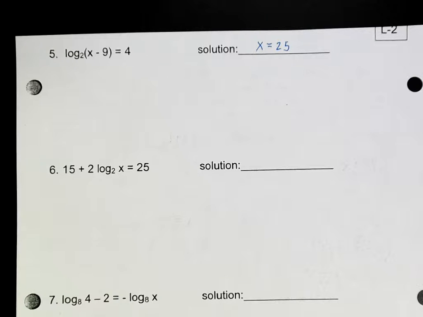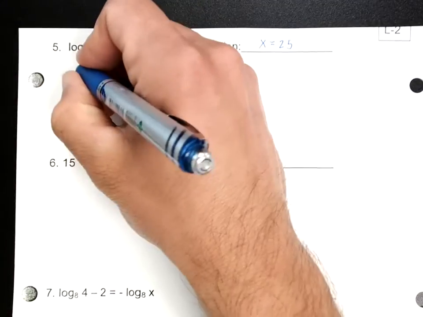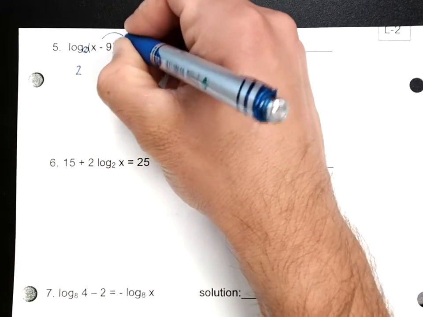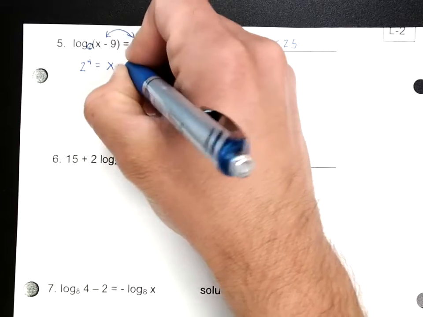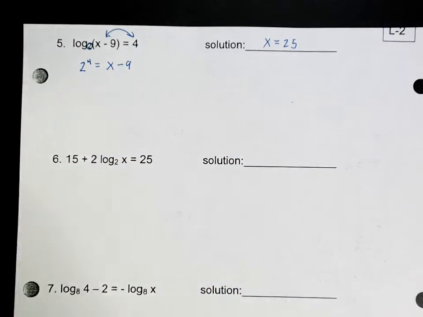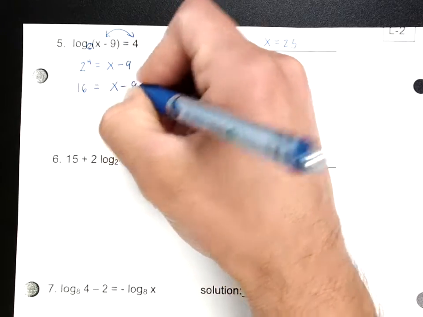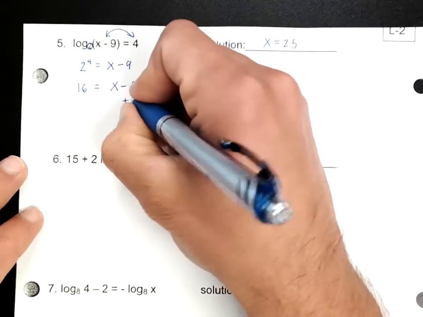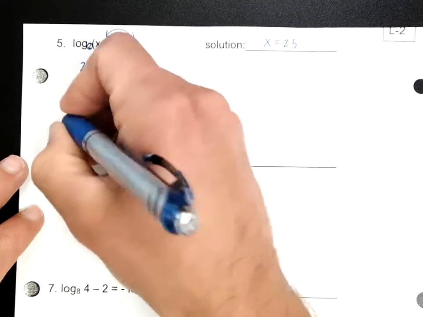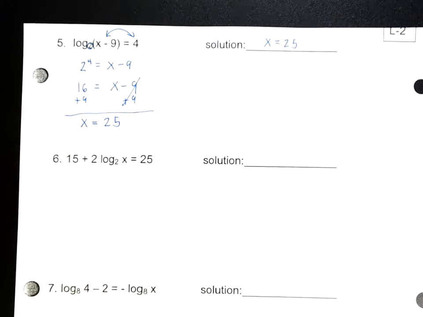So let me go back to this. So I think so far for what I saw, it was going pretty well. Again, remember this becomes the base of your exponent. So we have 2, and then we're going to switch this to quantity. So this is 2 to the 4th power is equal to x minus 9. Now 2 to the 4th power is 16. And then we add 9 to both sides and we get 25. All right, so that's pretty much the end of the examples that we have that I feel are relatively simple.